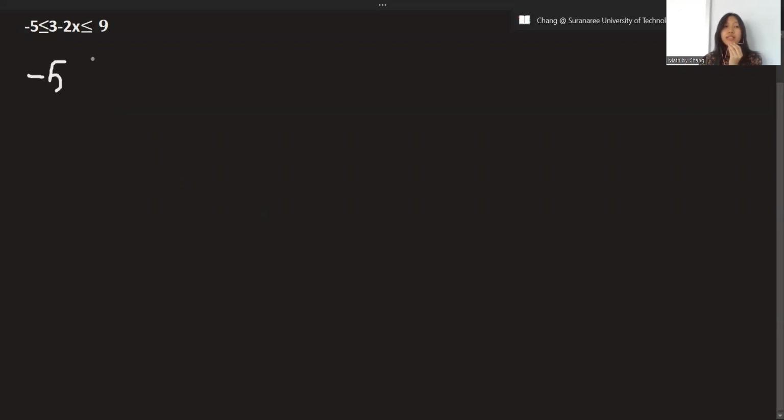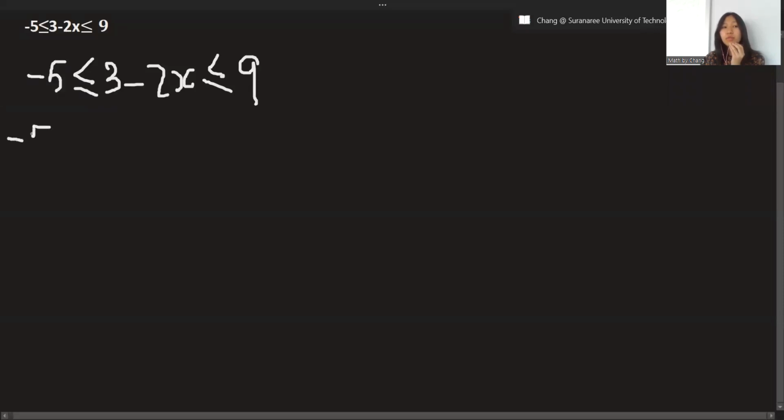Minus 5 less than or equal to 3 minus 2x less than or equal to 9. So we want to find the value of x. At the front of x, there is plus 3, so we have to get rid of this first. I will subtract 3 from all of these parts. So minus 5 minus 3 less than or equal to 3 minus 2x minus 3 less than or equal to 9 minus 3. Okay, here is like that.